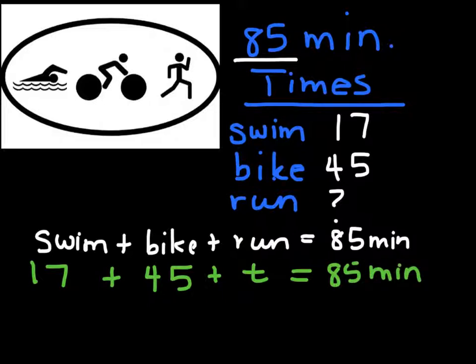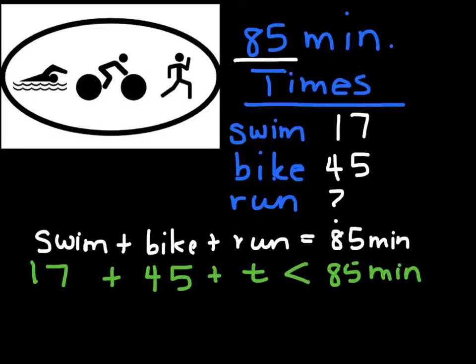The question is, how quickly will you need to run to beat last year's time? If that's the case, I want to replace the equal sign in this equation, right? I don't want a time that's equal to 85. I want a time that's less than 85. So let's just change that sign to less than.